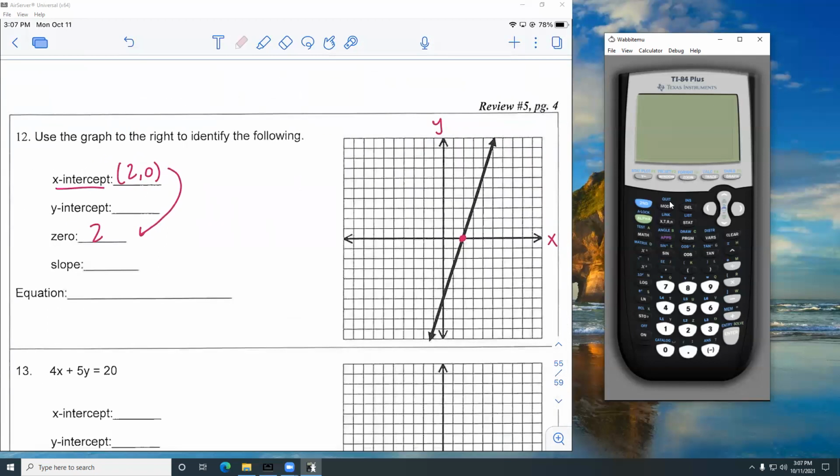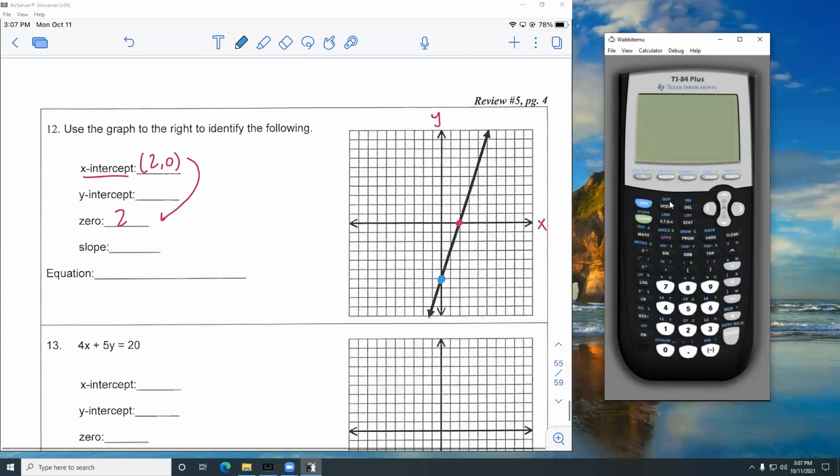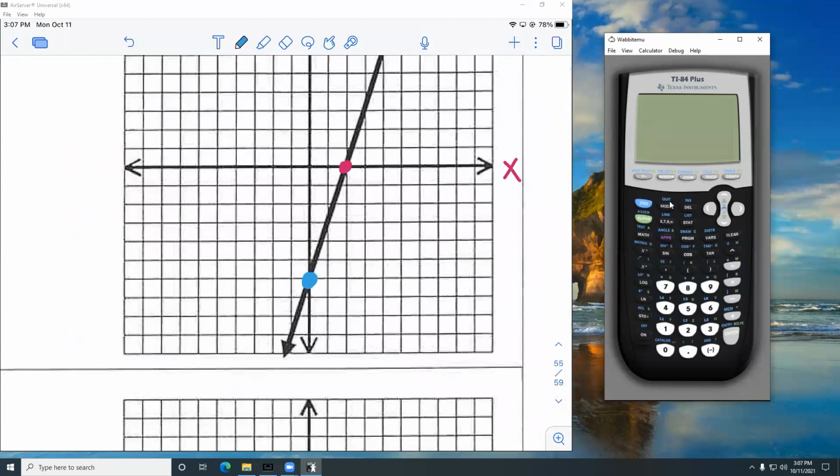All right, let's go ahead and do the y. I count down -1, -2, -3, -4, -5, -6. So my y-intercept is (0, -6). All right, to find my slope, I've got to do my rise over run. And this one's nice because I already have my 2 points. So I'm going to go up 1, 2, 3, 4, 5, 6. I went up 6 and I go right 1, 2.